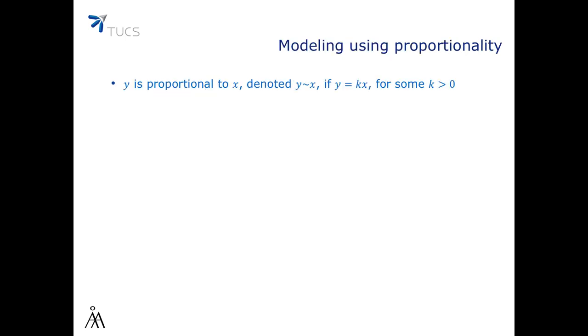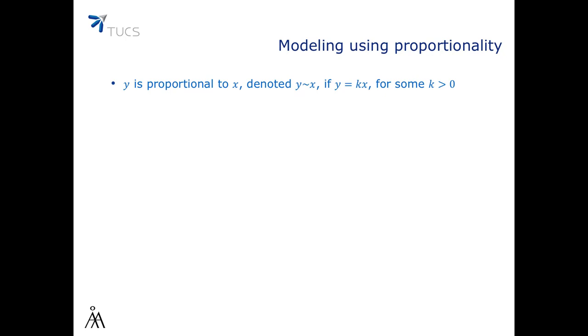Now, in modeling using proportionality, the idea is that we will say that y is proportional to x, and we will denote that by y ~ x. If y is proportional to x, it means y is equal to some constant k times x, for some positive constant k.